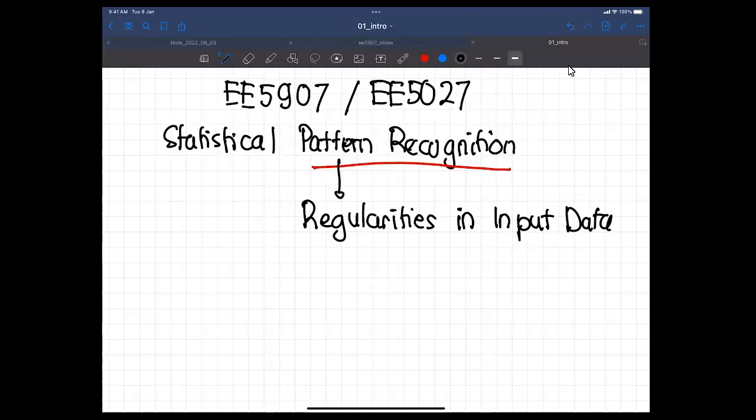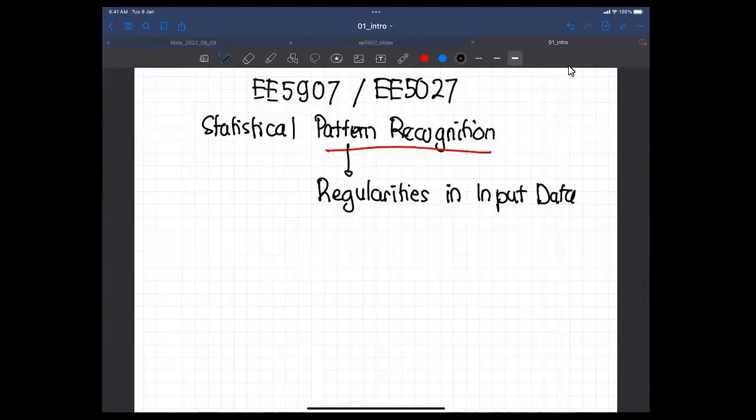And another term that comes up a lot in the discussion of pattern recognition is machine learning. So what is machine learning then, right?